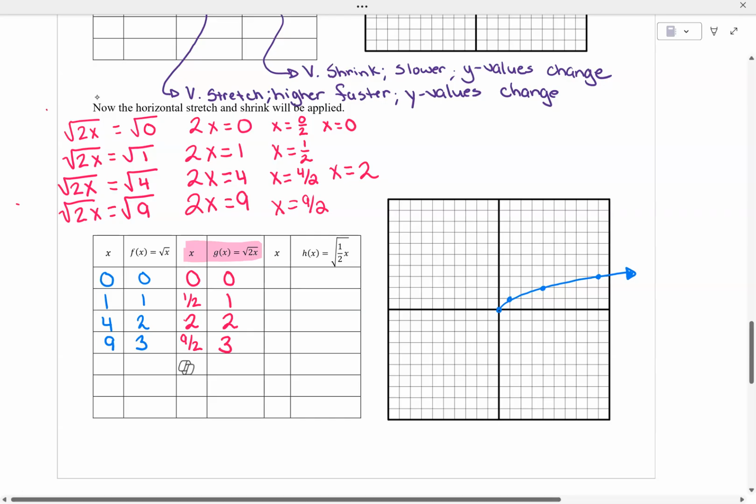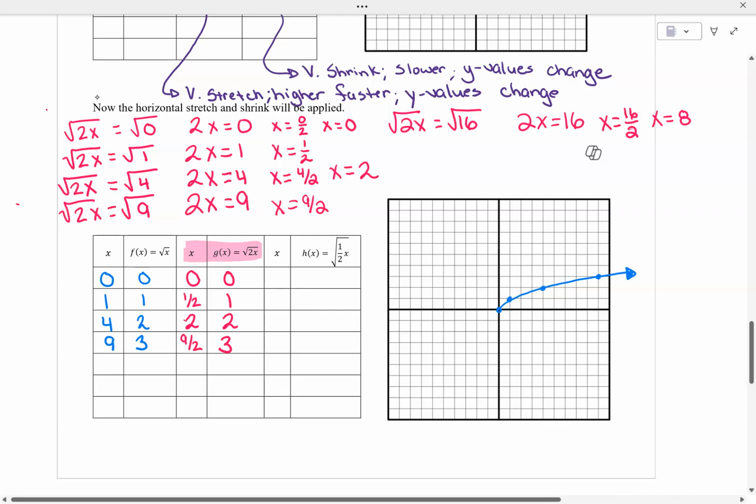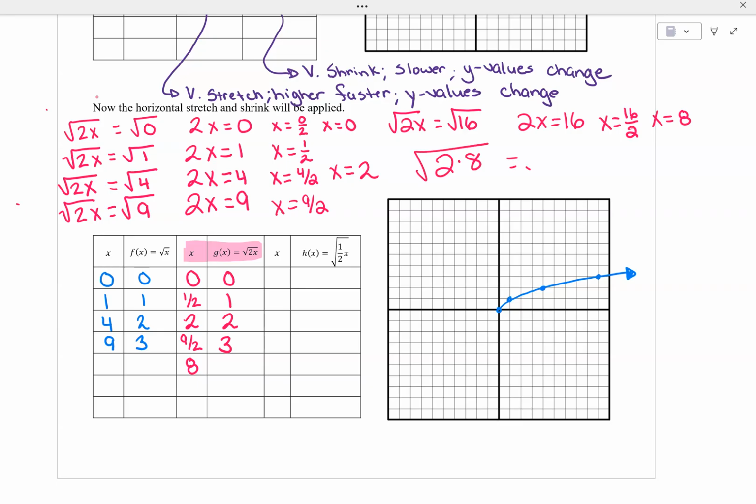But I do think I want to do one more. Okay, I'll squeeze it up here. Square root of 2x has to equal the square root of 16. So 2x would have to be 16. And some of you guys are like, well, x has to be, and hopefully you said it, 8. And that is because when we solve the equation, we have to divide by 2. And then 16 divided by 2 is 8. Okay? So if I plug in an 8, 2 times 8 is 16. The square root of 16 is a 4.